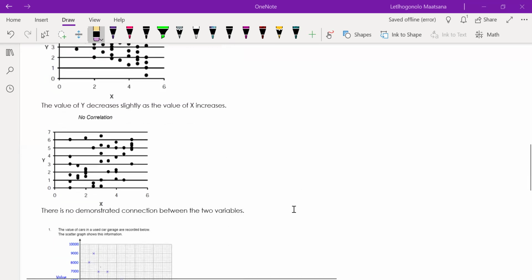Here we can see we have no relationship between the y and the x value. It is just random. Then we say we have no correlation.